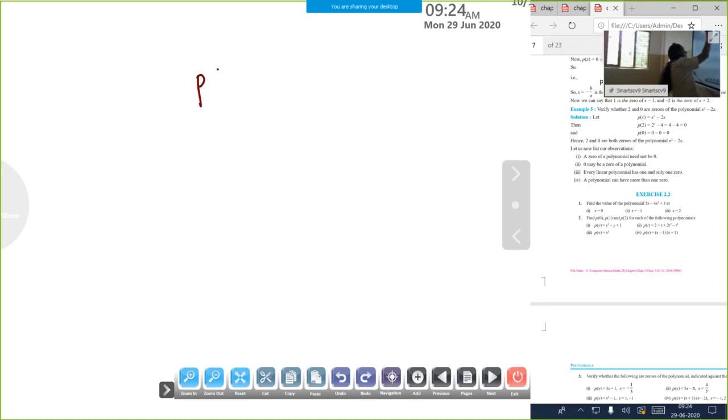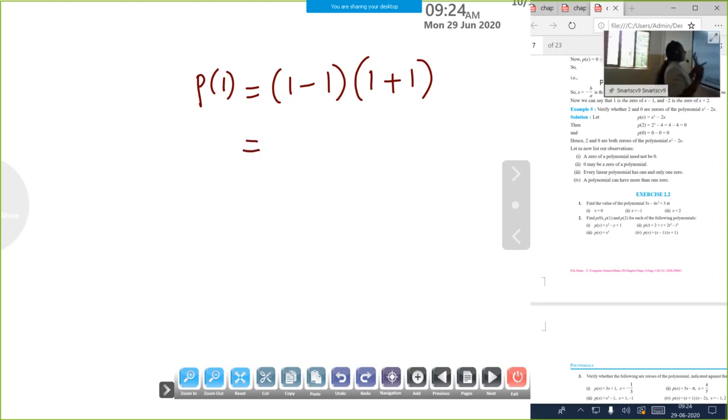The polynomial is the same. We need to find P of 1 equals, in the place of x, you substitute the value 1. 1 minus 1 into, the second bracket is x plus 1, 1 plus 1. In the place of x, you substitute the value 1. Then again, solve the bracket. What is 1 minus 1? You know that. Plus 1 minus 1, the answer is 0. What is the sign there? Into 1 plus 1. What is 1 plus 1? 2. 0 into 2 is 0.